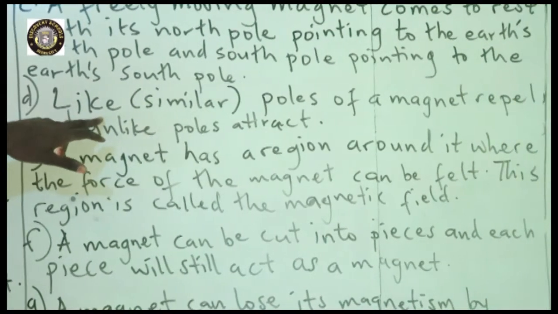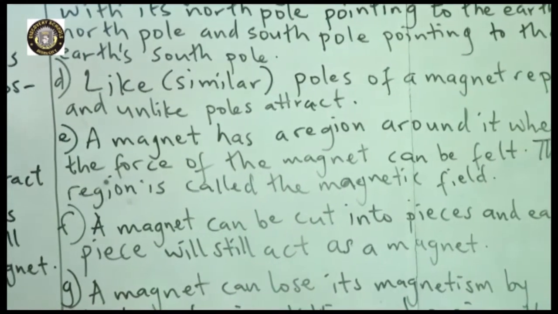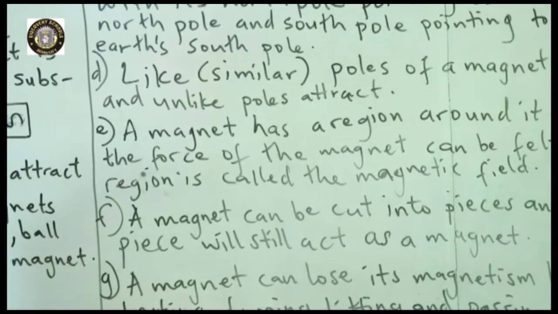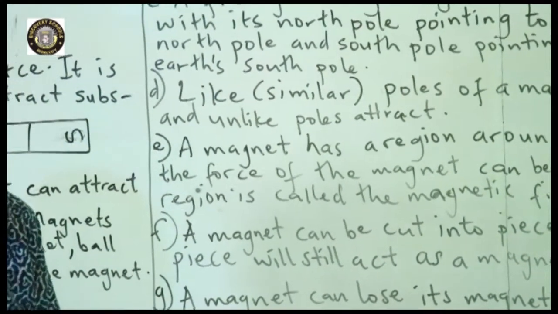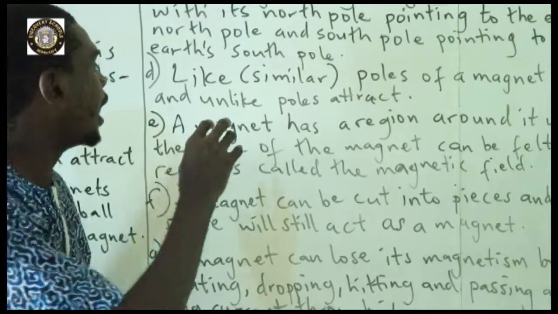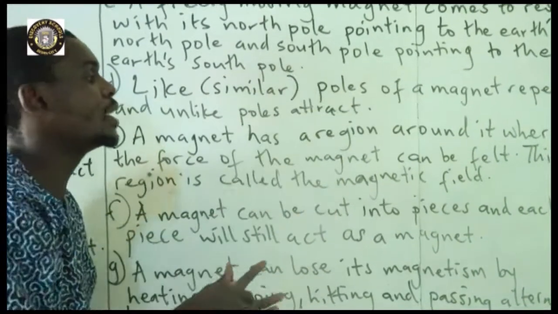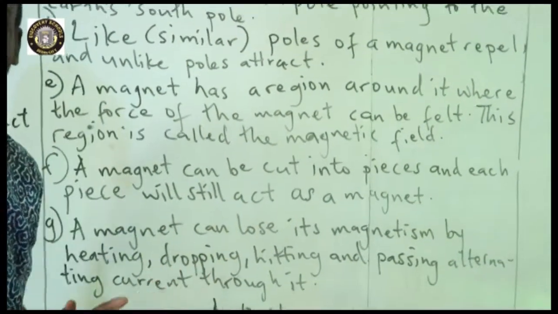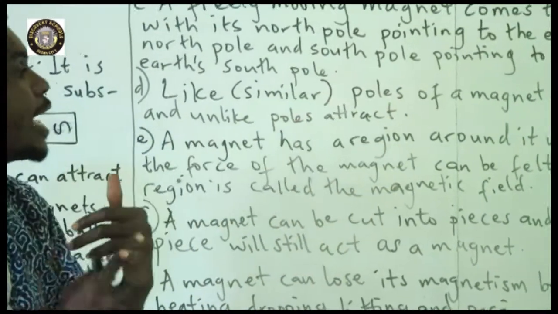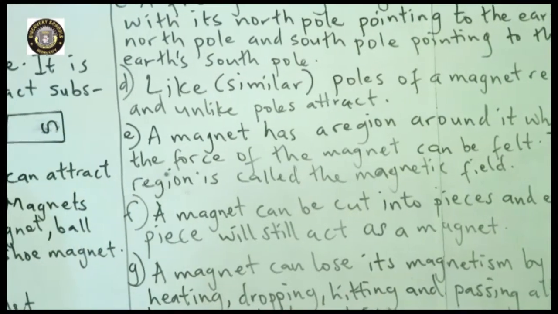Alright? But if I bring the south pole of another magnet to the north pole of this magnet, what happens? There will be attraction. That's what we mean by they will come closer to each other, they will attract. That's what we mean by unlike poles attract. And this number 4 gives us what is called the law of magnetism. It's simply called the law of magnetism. Okay? Like poles repel, unlike poles of the magnet attract.